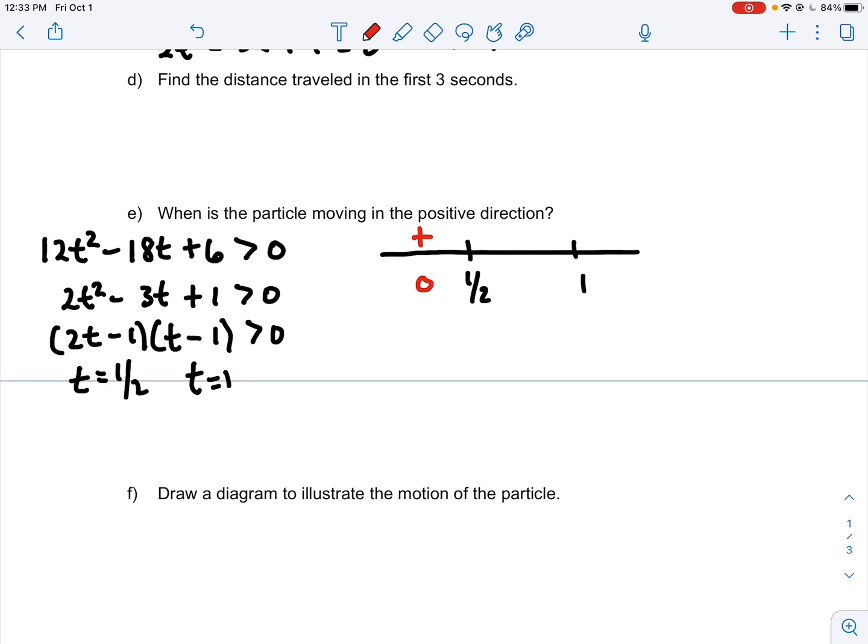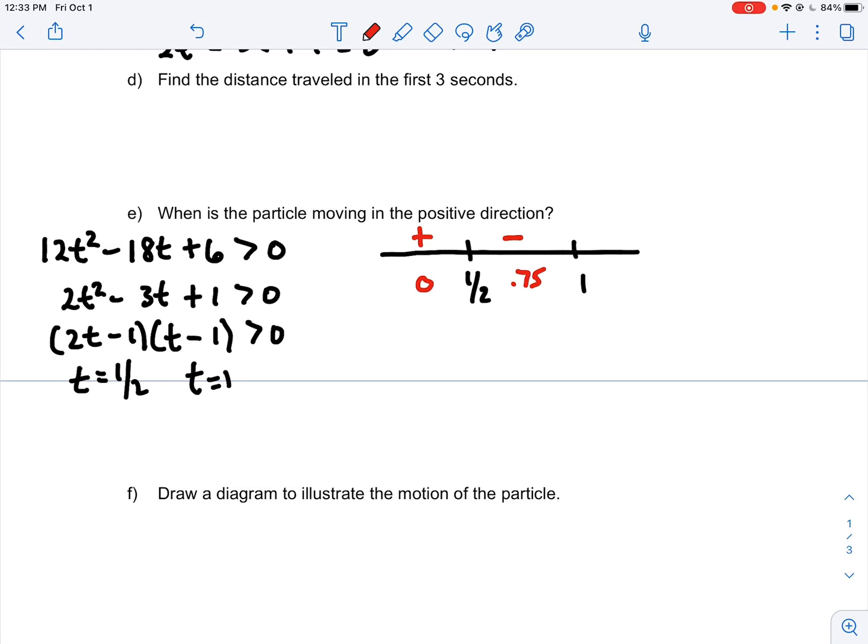All right, pick a number between 1/2 and 1. 0.75 is between 1/2 and 1. Test it in these two. Now, when you plug 0.75 in for t in both of these and punch it out in your calculator, you're going to get a negative number. So obviously a negative number is not greater than 0. So we know the velocity is negative here.